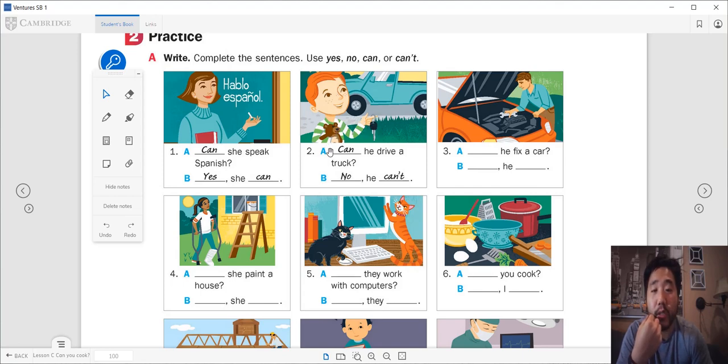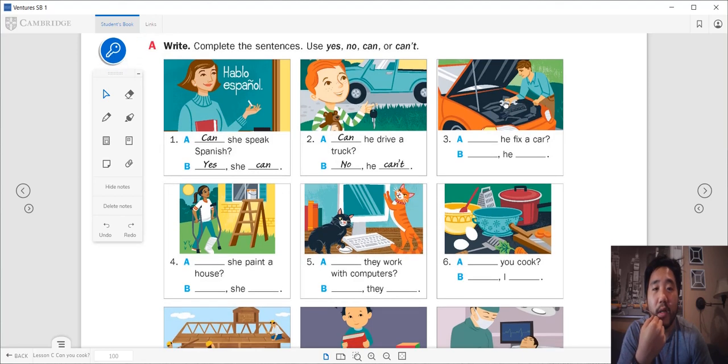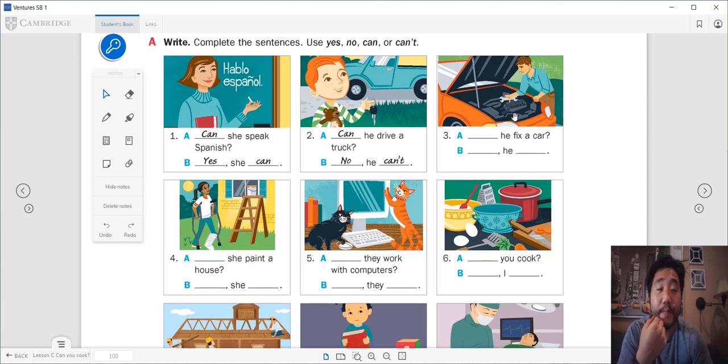So here the question is number 2. Can he drive a truck? Oh, this is a truck. Sorry, I thought it was just a car. And it's a kid, right? So it's a very young kid. So no, he can't. No, he can't. In this exercise, we have to look at the picture and make sure this person or thing has the ability to do that work, so we have to make sure that they can do it or not.